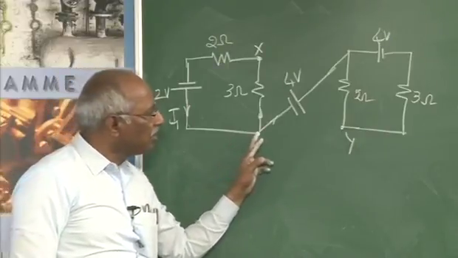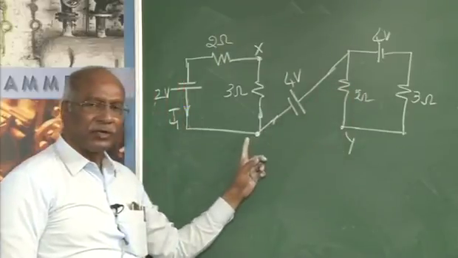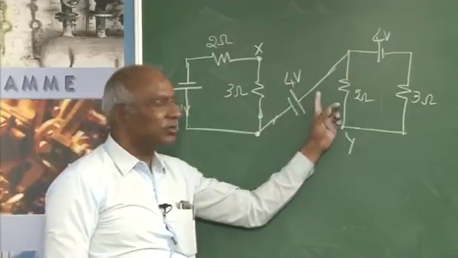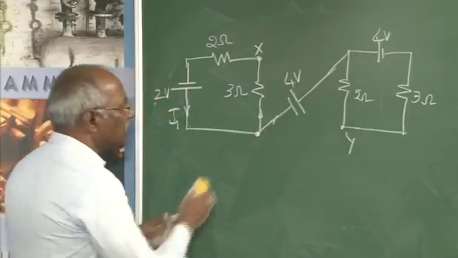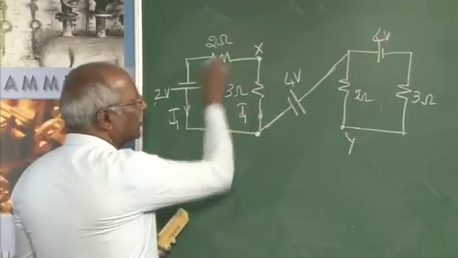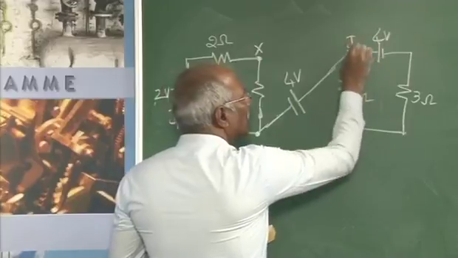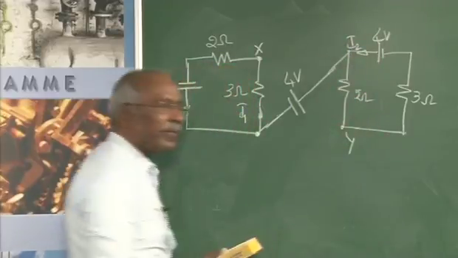You will observe there is no path for the current to come back to the same starting point. Therefore, no current flows through this 4 volt battery. Thereby, the current confines itself to this loop. So, this is nothing but I1, it takes this way. In the same way here, this current I2 will confine to this.